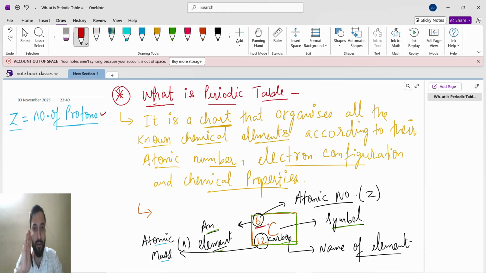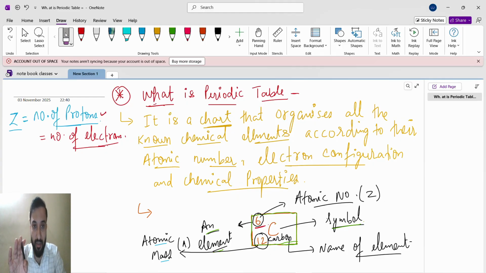They will ask two things: atomic number of a stable element, or atomic number of an element with no charge. At that time we will write atomic number equals number of protons equals number of electrons, when it is a stable element, or a neutral element, or an element which has no charge.